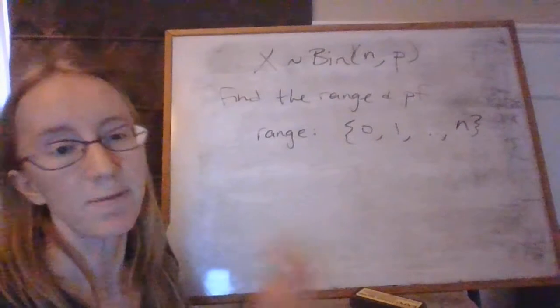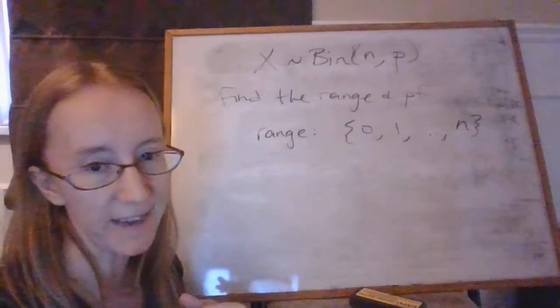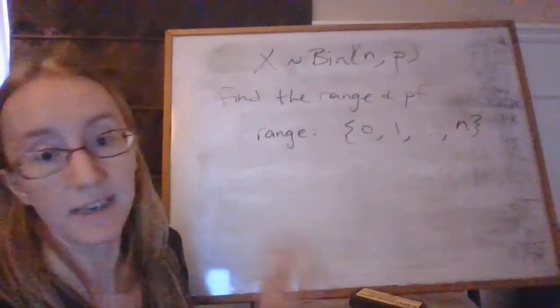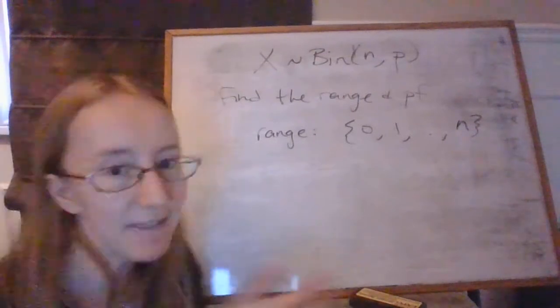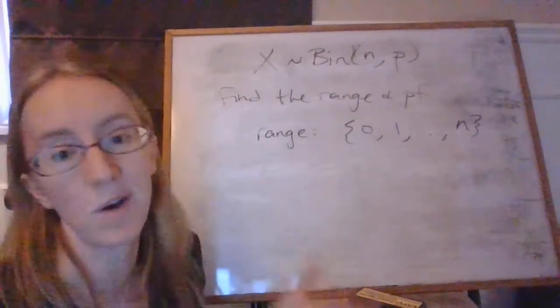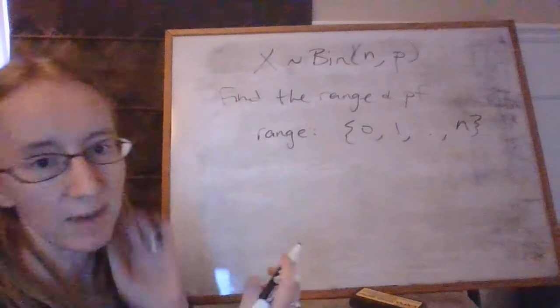There's no possibility of running out of successes or running out of failures because the trials are independent. We could always get another success. Even if we just had 10 successes in a row, we could always get another one. So the range is relatively simple.